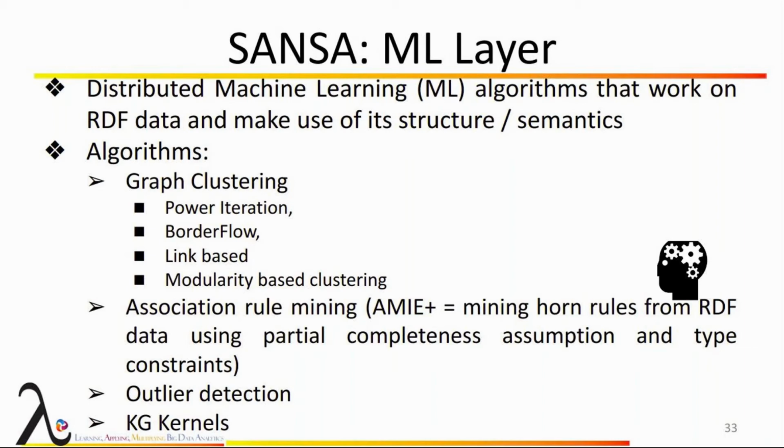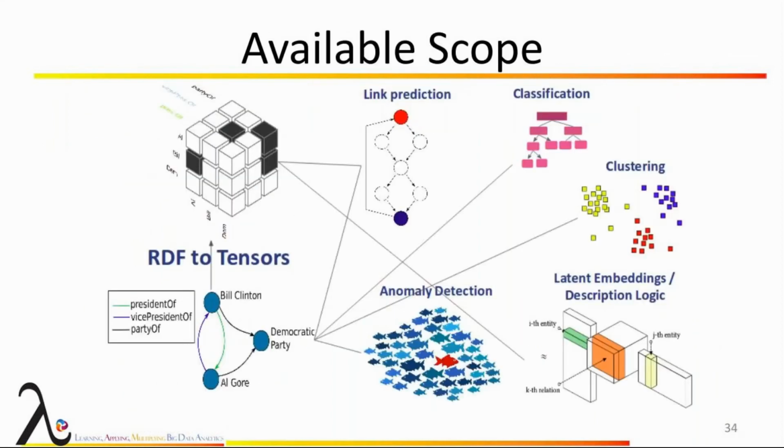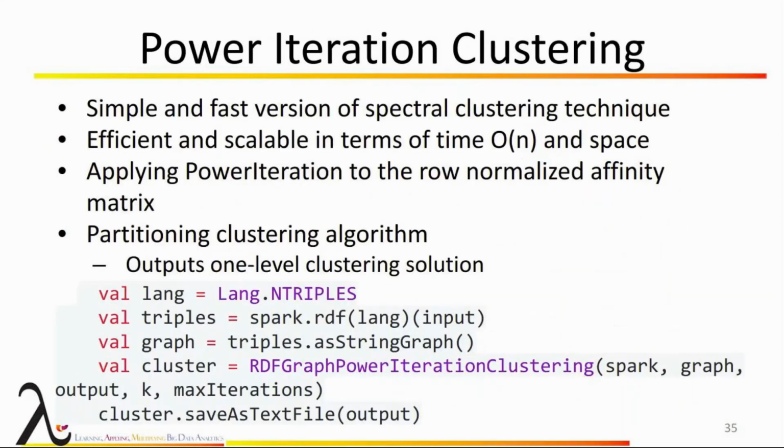And there are also some methods to compute rule mining, to make some outlier detections, and even to work on knowledge graph kernels. I think the next slide shows at a glance the scope that we have, but Hajra has already presented that in the previous presentation. And for the rest, let's go a bit deeper into the details of what we have in terms of clustering.